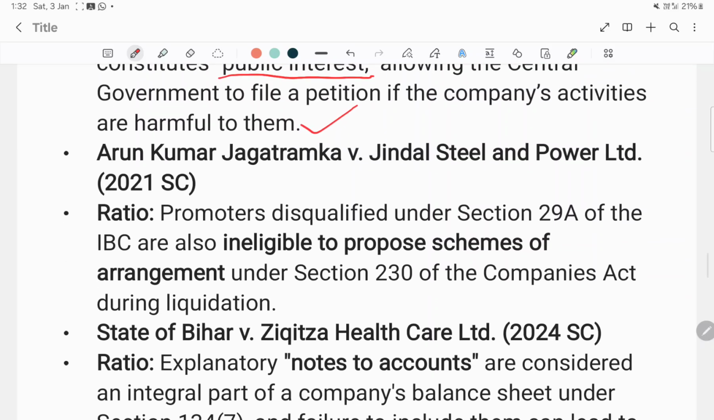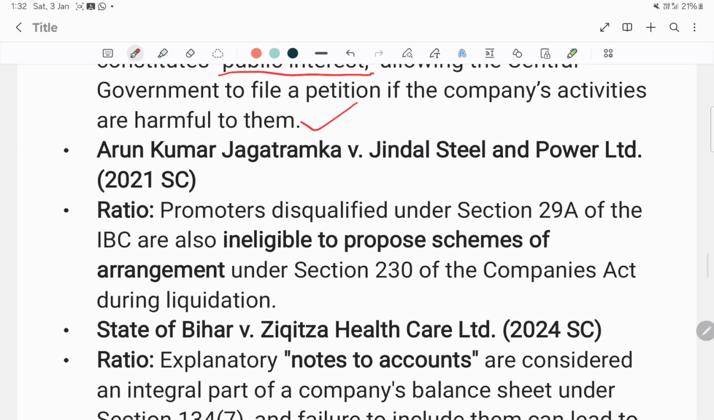Thereafter, Arun Kumar Jagatramka versus Jindal Steel and Power Limited, 2021 Supreme Court. In this case, the Honorable Supreme Court says that a promoter disqualified under Section 29A of IBC is also ineligible to propose a scheme of arrangement under Section 230 of the Companies Act during liquidation.